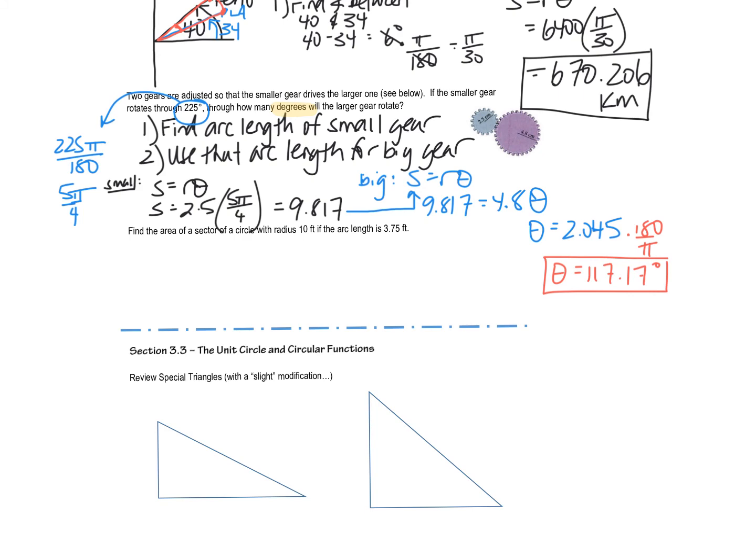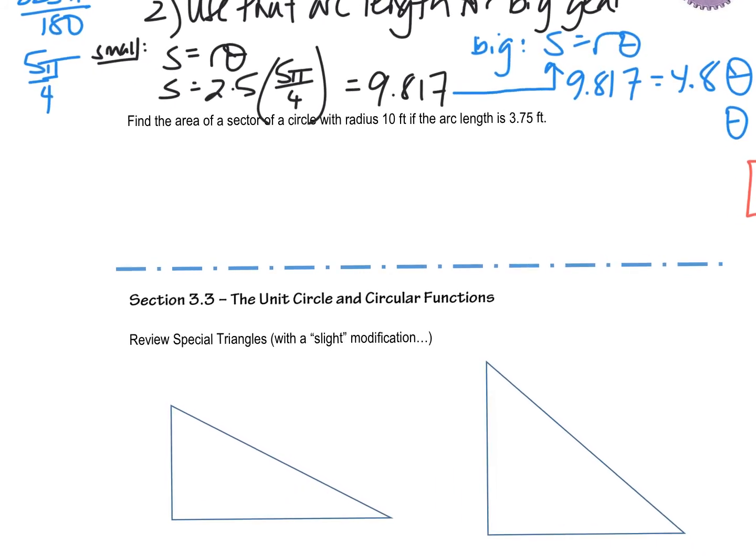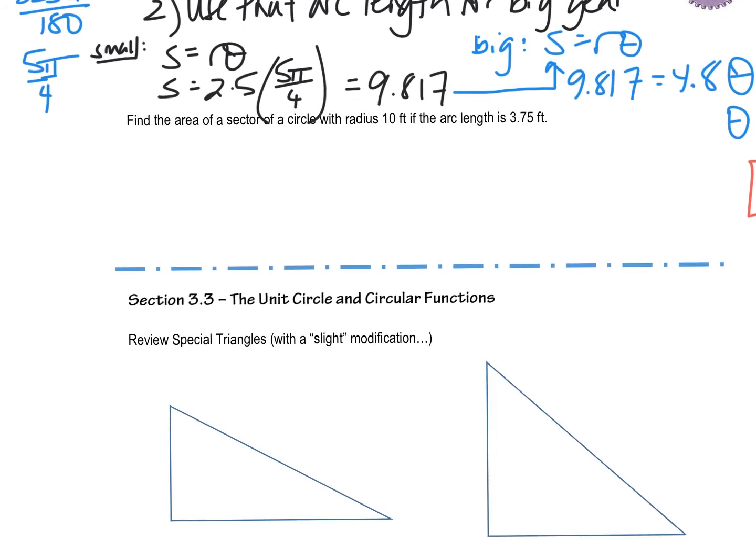Okay, very last problem, you guys, and then we will do some more in class just to make sure you're all on the same page and we've got a good understanding of what's going on here. But here we are, the very first problem using the area of a sector. So that's a different formula. Find the area of a sector of a circle with this radius and this arc length.